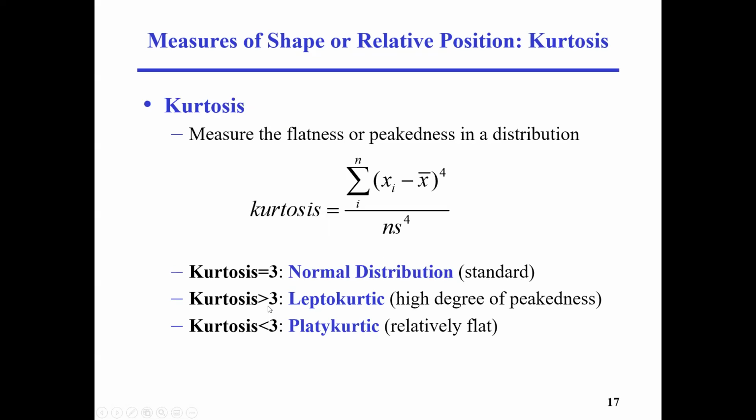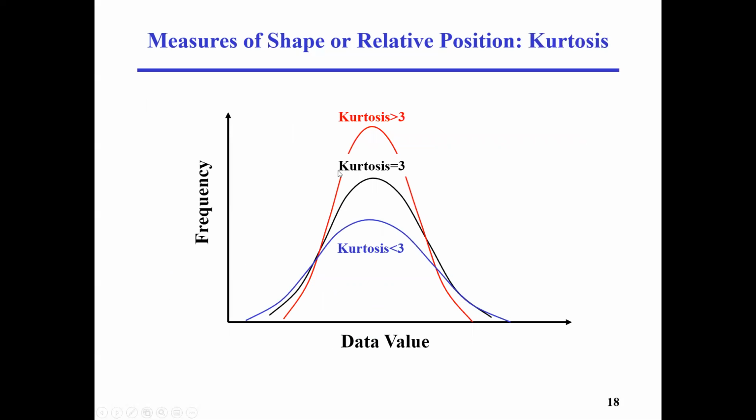If kurtosis is larger than 3, you have something called leptokurtic, right? High degree of peakedness. If kurtosis is smaller than 3, you have something called platykurtic, relatively flat histogram. Okay, let me show you. If your kurtosis value is equal to 3, you have this black curve, right? Not too flat, not too peaked.